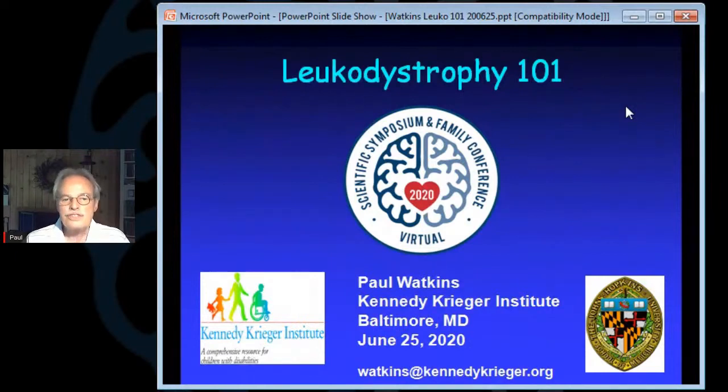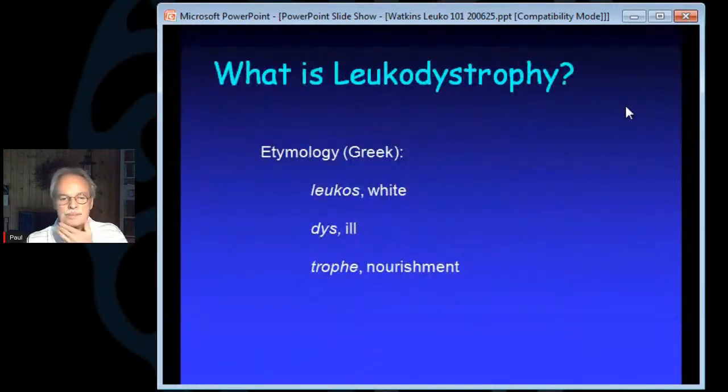So, Leukodystrophy 101. Basically, what we're going to do is cover the basic biology behind the leukodystrophies. Let's do a couple of definitions first.